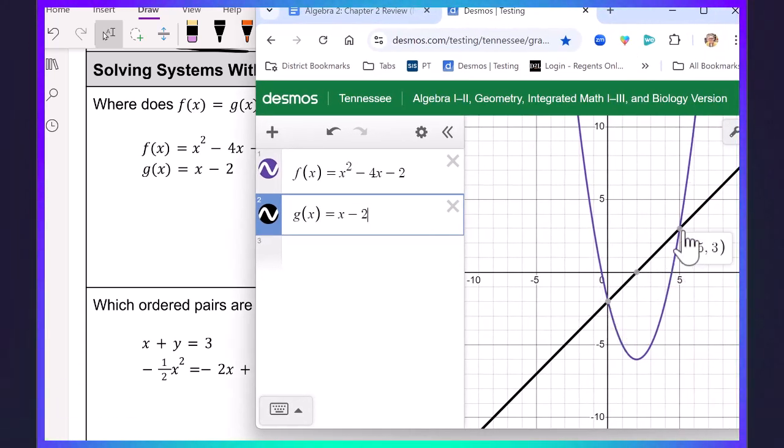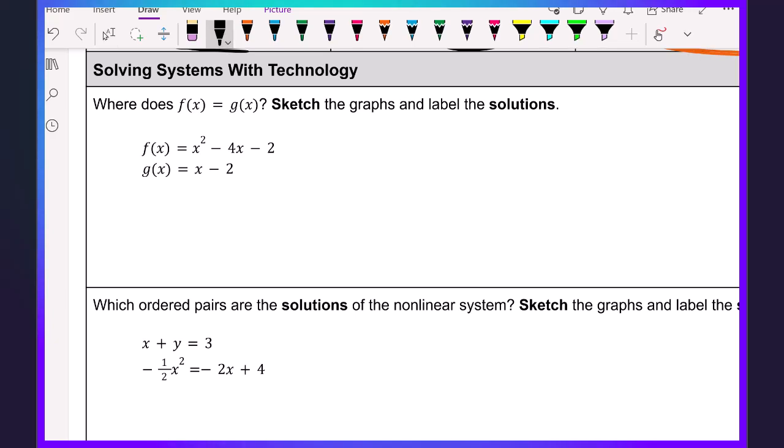Here's what we're going to do. You're going to locate where they intersect. You're going to click right here. And we are going to copy this sketch over to our notes. I'm going to flip back over here and we're going to do it in a second. All right, so here's how it works.